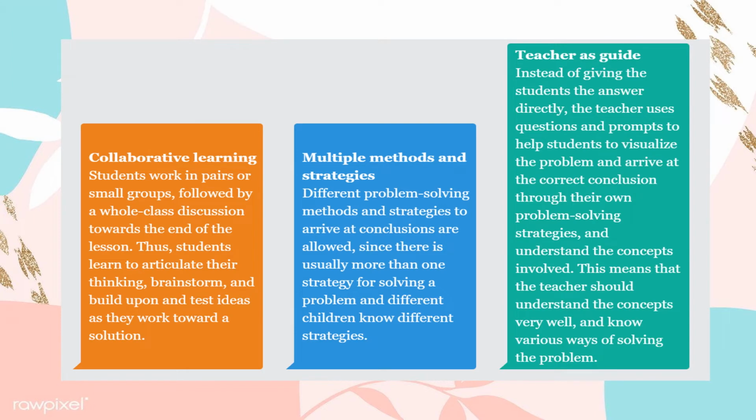Collaborative learning. Students work in pairs or small groups, followed by a whole class discussion towards the end of the lesson. Thus, students learn to articulate their thinking, brainstorm, and build upon and test ideas as they work toward a solution. Multiple methods and strategies. Different problem-solving methods and strategies to arrive at conclusions are allowed, since there is usually more than one strategy for solving a problem, and different children know different strategies.